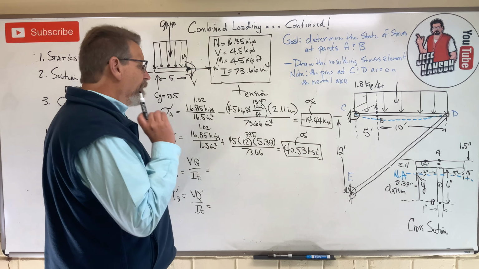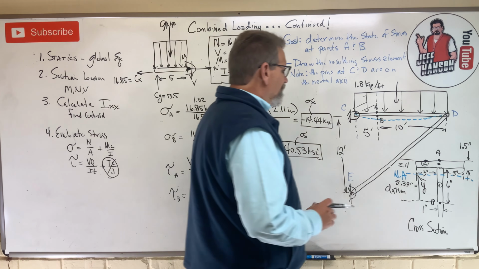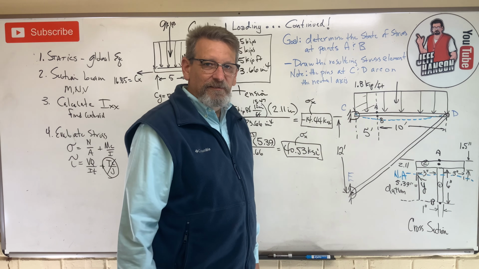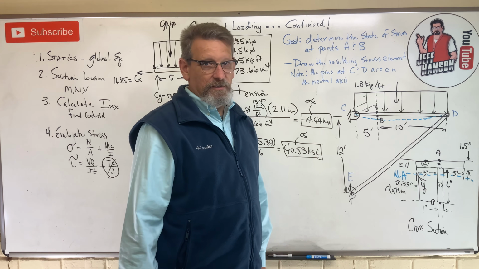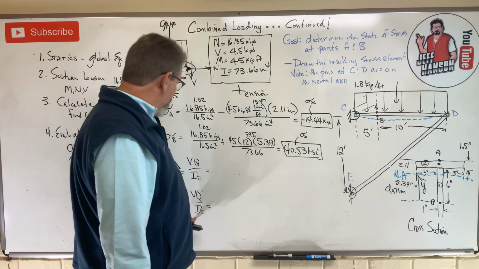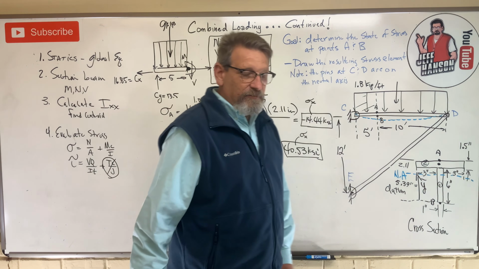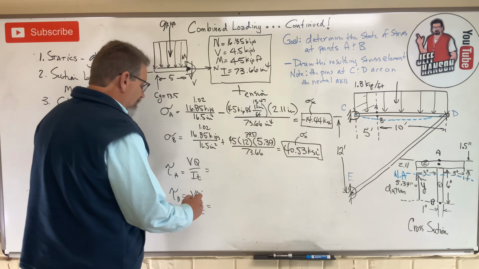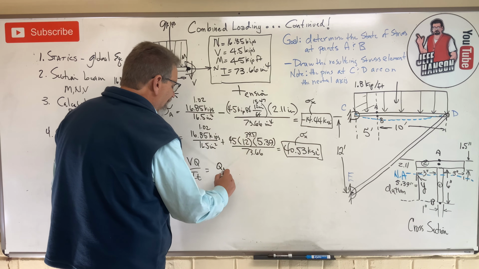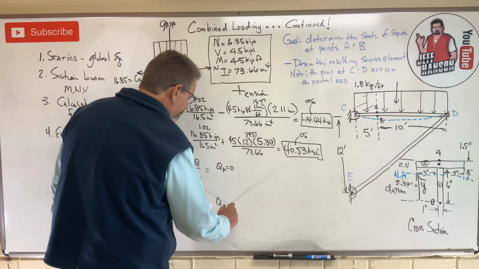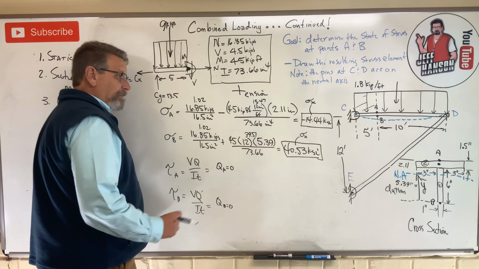What is Q for point A? How much area is above point A? None. How much area is below point B? None. What does that mean? That means that Q for point A equals 0. Q for point B equals 0. And so guess what? Remember that.